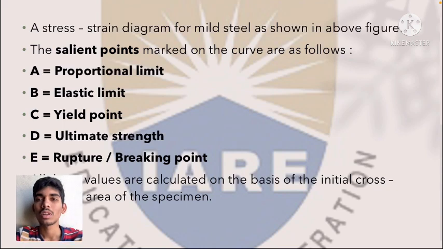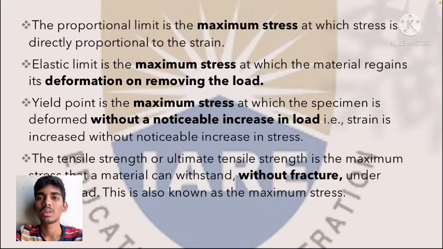All these values are calculated on the basis of the initial cross section of a specimen. The proportionality limit is the maximum stress at which the stress is directly proportional to strain. Elastic limit is the maximum stress at which the material regains its shape on removing the load. Yield point is the maximum stress at which the specimen is deformed without a noticeable increase in load. That is, strain is increased without noticeable increase in stress. The tensile strength or ultimate strength is the maximum stress that a material can withstand without fracture under tensile load. This is also known as maximum stress.